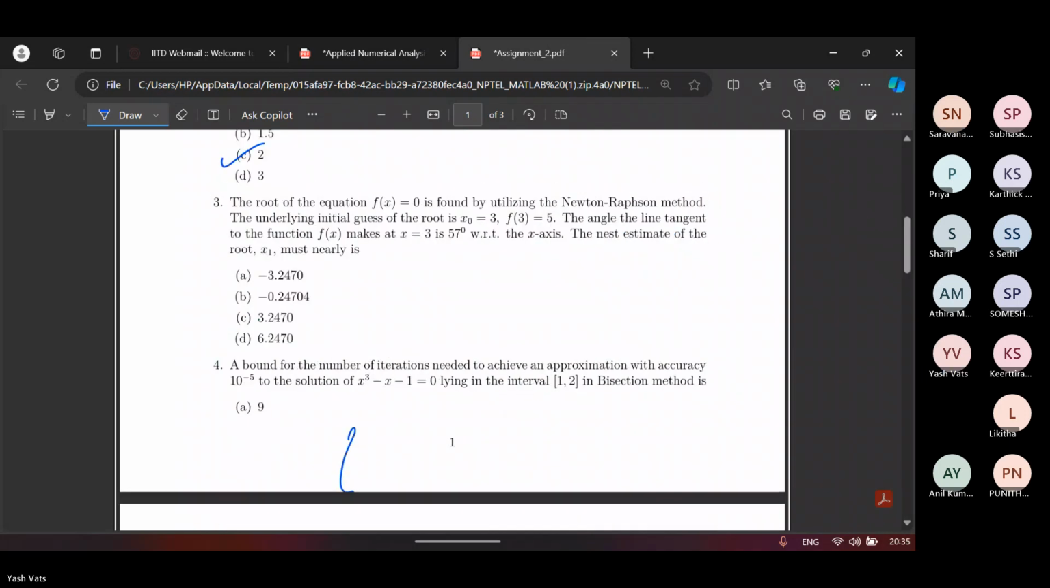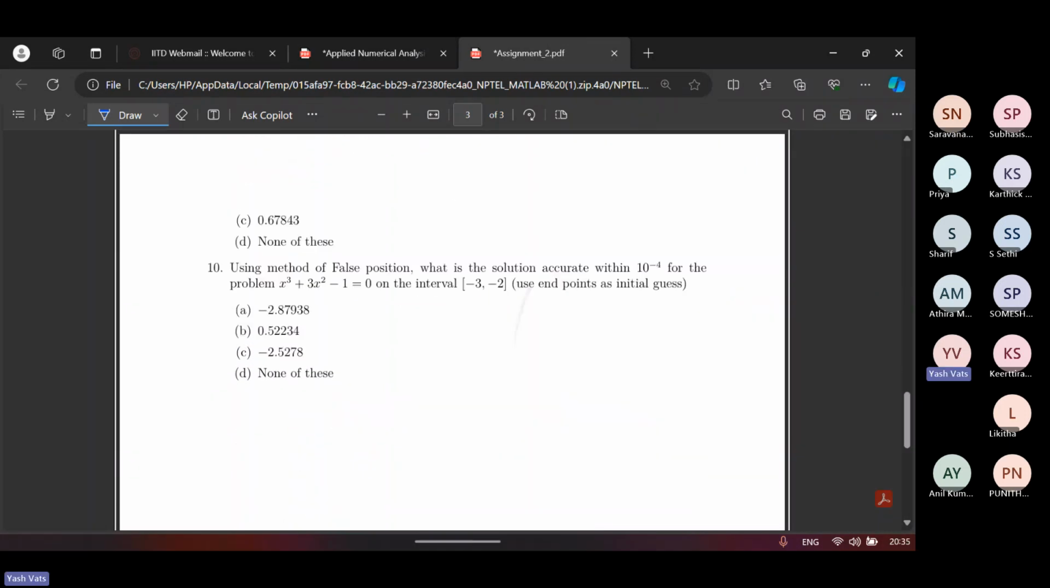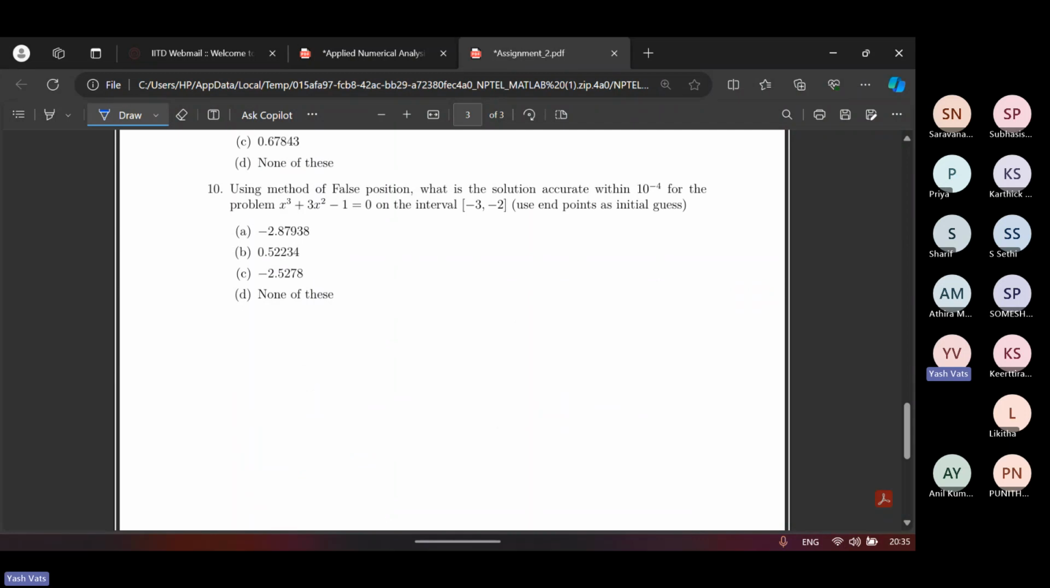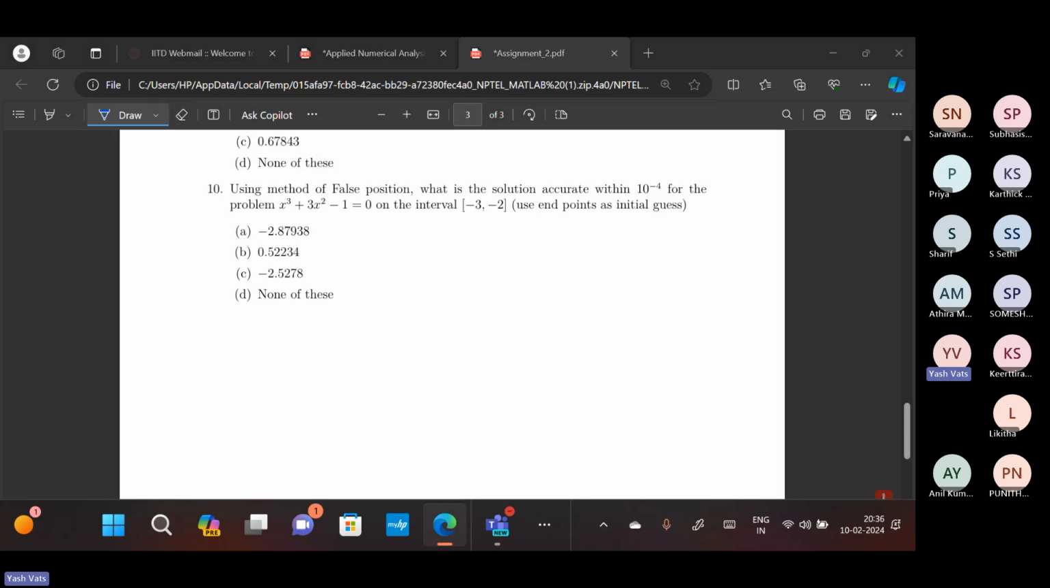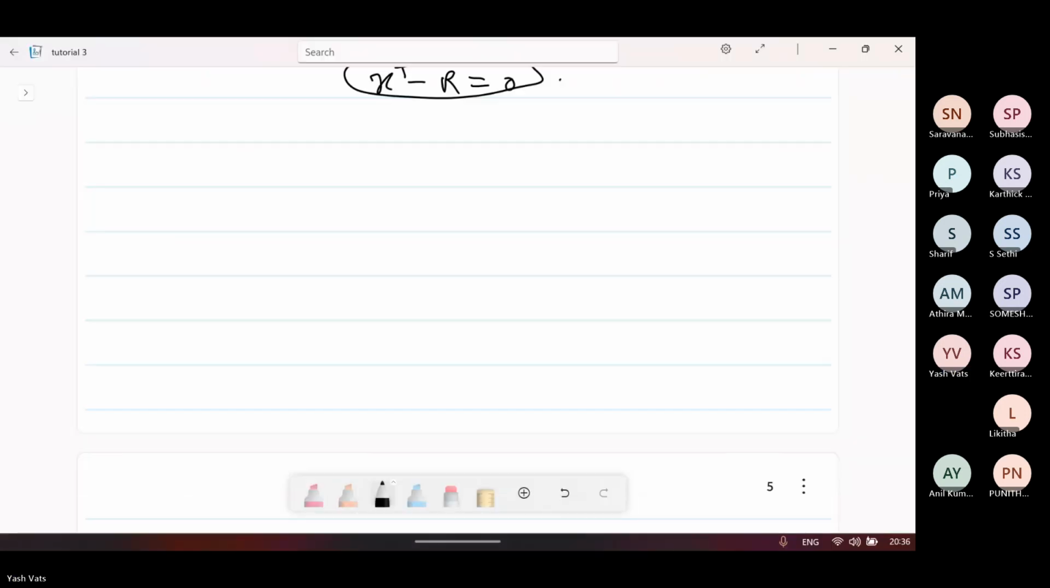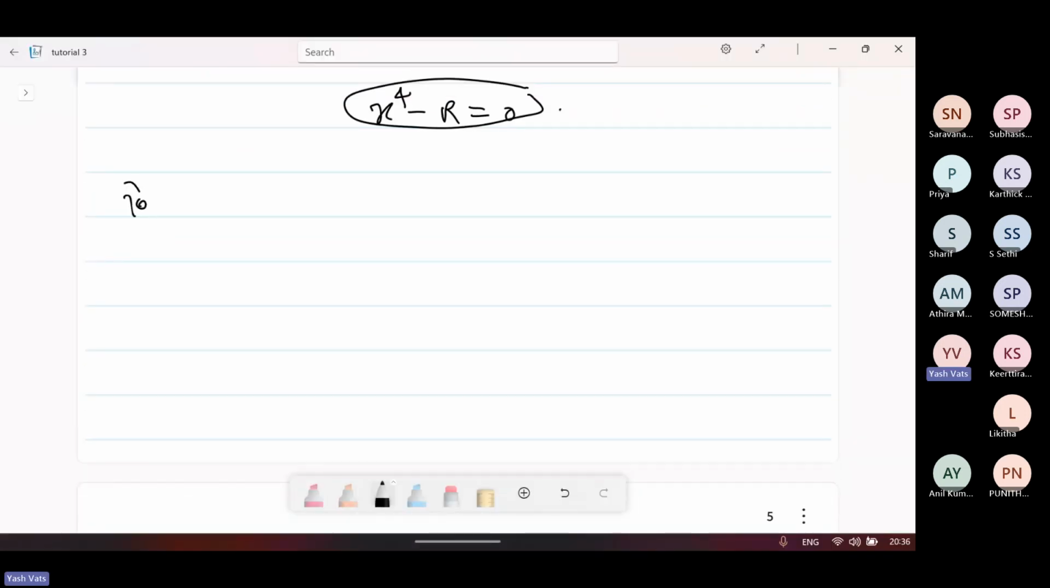Here we have the false position method. Using the method of false position, find the solution accurate within 10 to the power minus 4 for the problem on the interval. Use the endpoints as initial guesses. Just try this one. Let's start. So this is the 10th question.